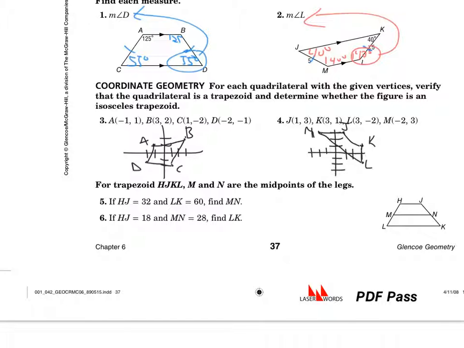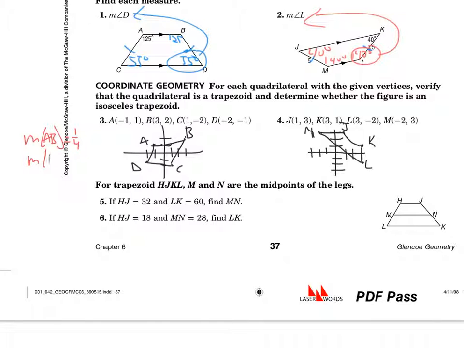Now for these coordinate geometry ones, if we want to show that they're a trapezoid, that means you got to find slopes. The only thing we know about trapezoids is that they have one pair of parallel opposite sides. So if you find the slopes of all these, one pair should come out the same. So let's find the slope of AB. You're going to go up 1, right 4, up 1, right 4. It's going to give us 1/4.